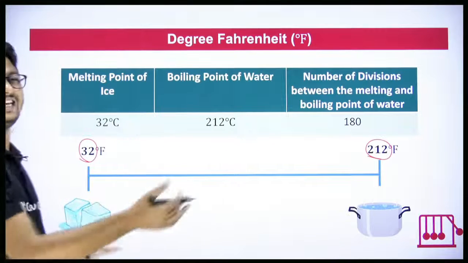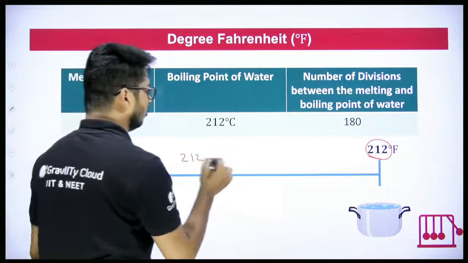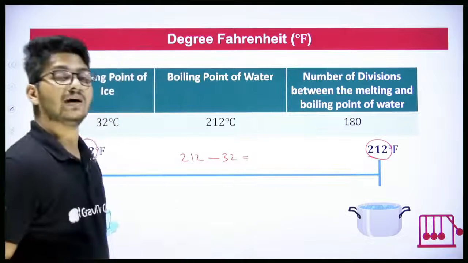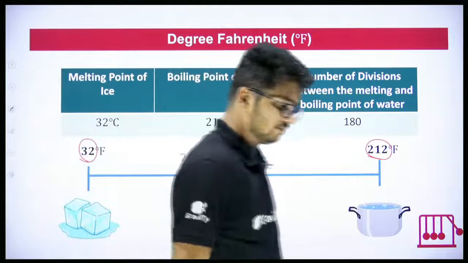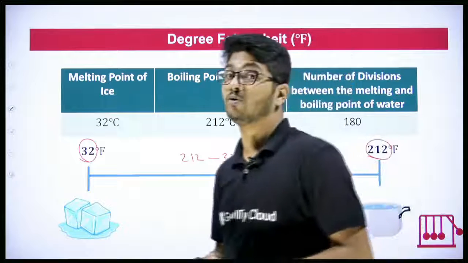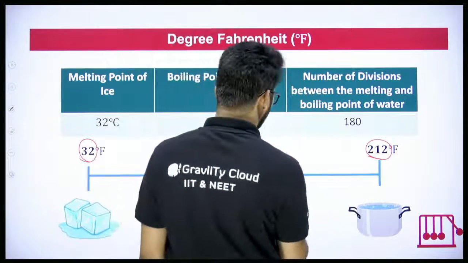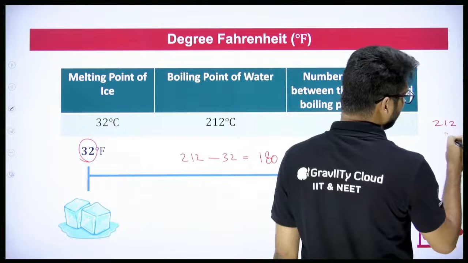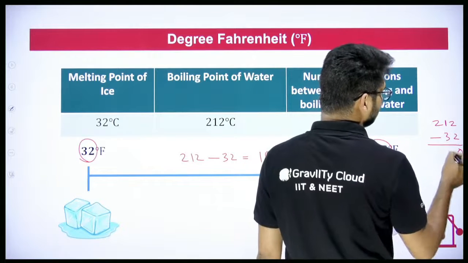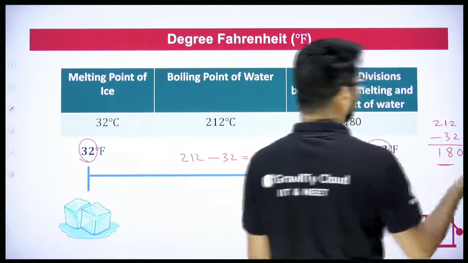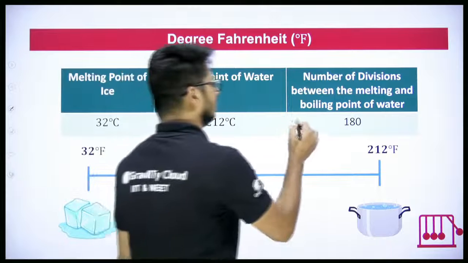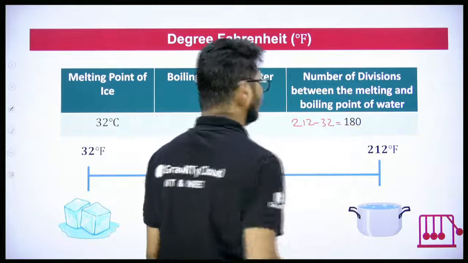And how many parts is it equally divided into? You have to subtract the melting point of ice from the boiling point of water. 212 minus 32. Do it, everyone. Subtract 32 from 212. What will you get? 180. 212 minus 32: 2 minus 2 is 0. You have 1, 3, so 11 minus 3 is 8. The 2 becomes 1. 180. Clear? So you can just say 212 minus 32 is equal to 180.